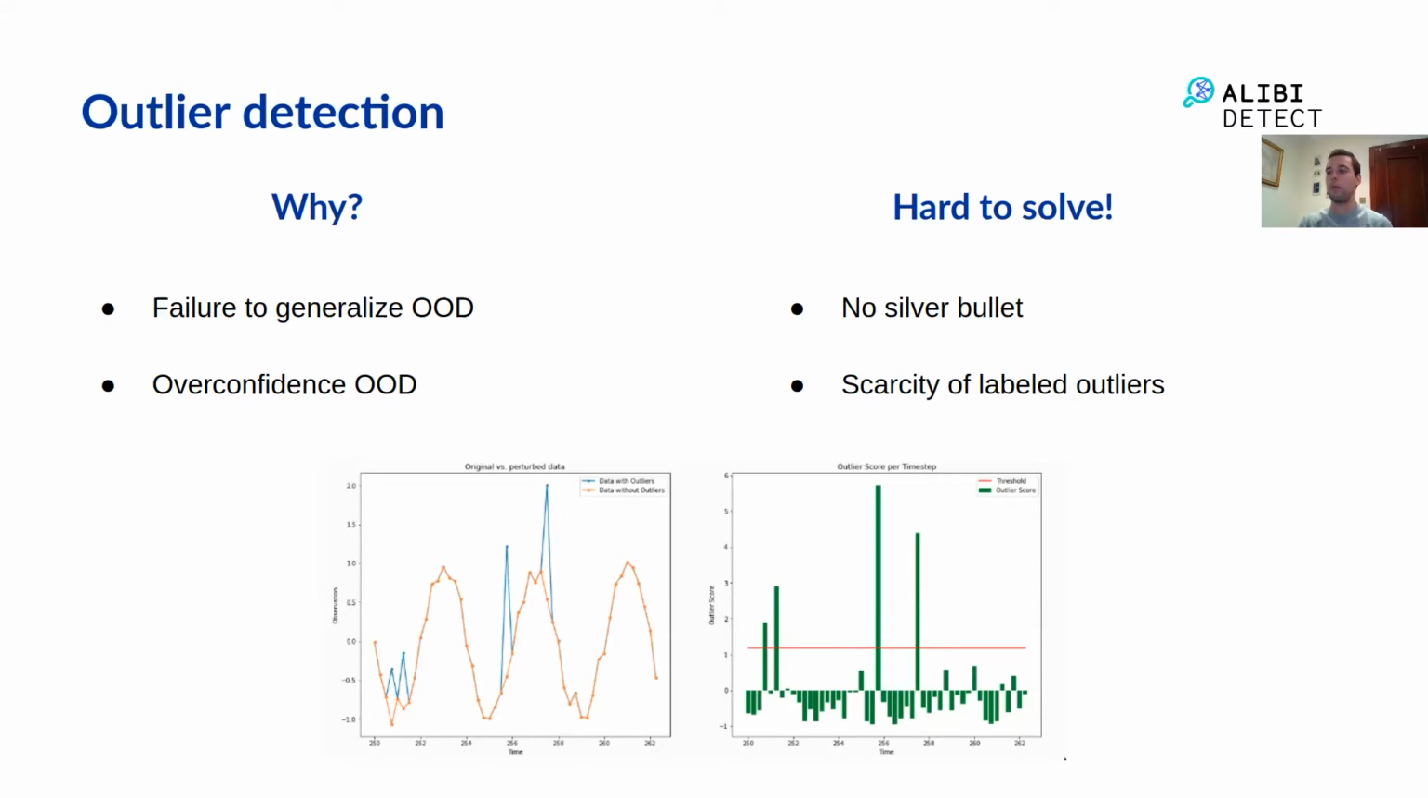But this is a very hard, unsolved problem on real data because there's no real silver bullet, and a suitable detector really depends on, for instance, the modality of the data, the dimensionality, etc. We also often don't really have access to a significant amount of labeled outliers, so they're often scarce, and that makes the problem semi-supervised at best.